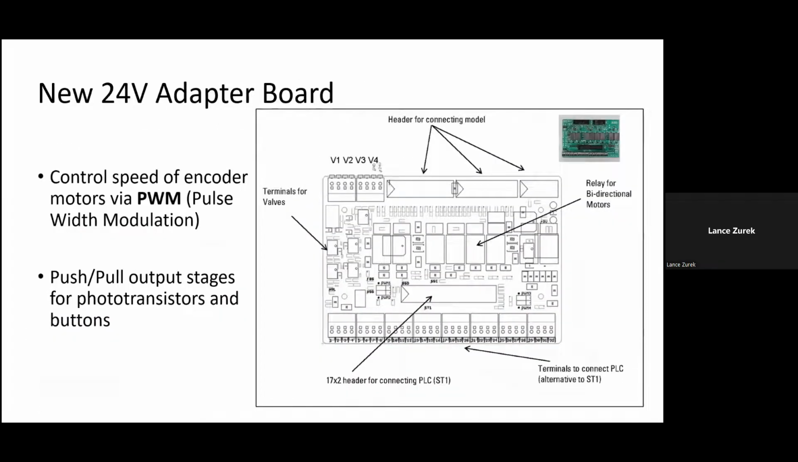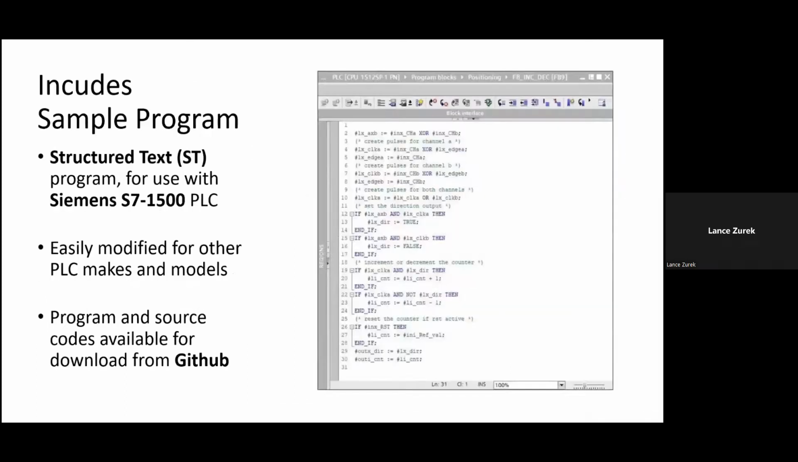The model also incorporates newly developed 24-volt adapter boards to interface to the PLC. These, of course, all ship as part of the assembled training factory and are connected to the PLC via terminals. Now, among other things, the latest generation of adapter boards allows the speed of the encoder motors to be controlled via PWM, also known as pulse width modulation. And they also have push-pull output stages for phototransistors and for buttons. Finally, one of the most important new features.